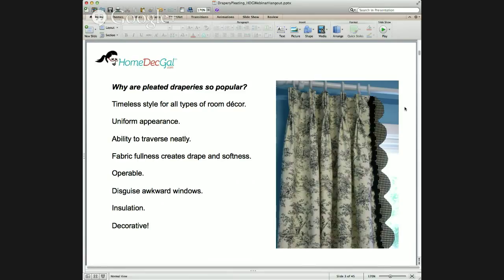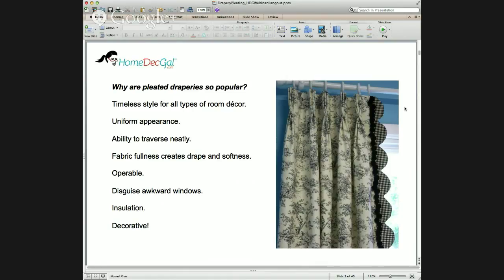Pleated draperies can disguise awkward windows. If you have a window that's really skinny and wall space on either side, you can make the window look bigger. If you have a short squatty window, you can make it look taller. So if you have windows that don't quite match up in the room, maybe one window is several inches shorter than another window, you can sort of make them consistent by hanging all the hardware at the same place.